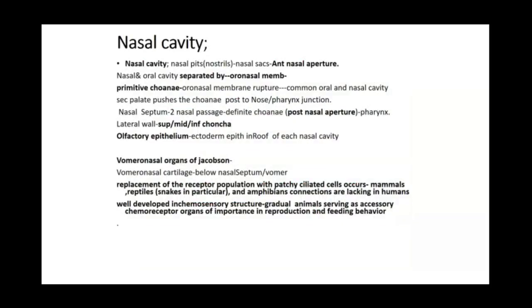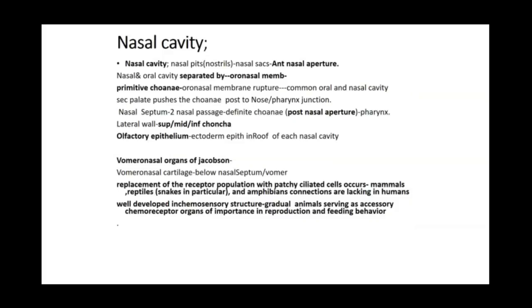So for the nasal cavity, you have your nasal pits, nostrils, nasal sacs, anterior aperture. Nasal and oral cavity are separated, as I've shown, by the oronasal membrane. The primitive choana membrane ruptures and you become a common cavity. Then the secondary palate pushes the choana posteriorly. As the secondary palate develops, the connection between the oral cavity and the nasal cavity is pushed backwards. The nasal septum develops two nasal passages, definitive choana, posterior nasal aperture, pharynx. Then you develop the superior, middle, and inferior concha.